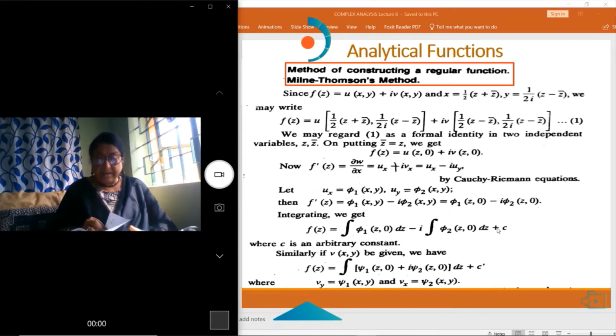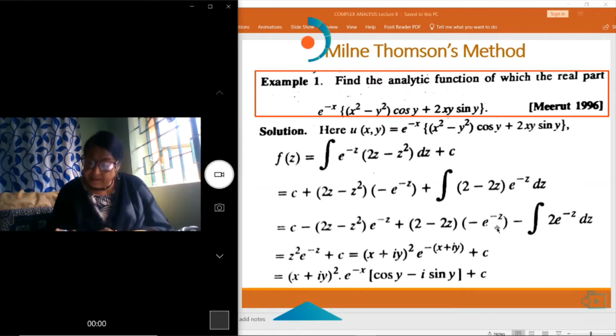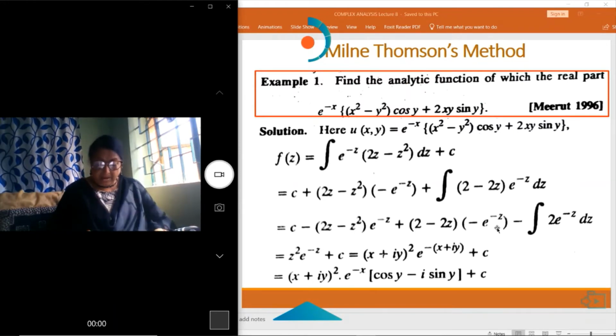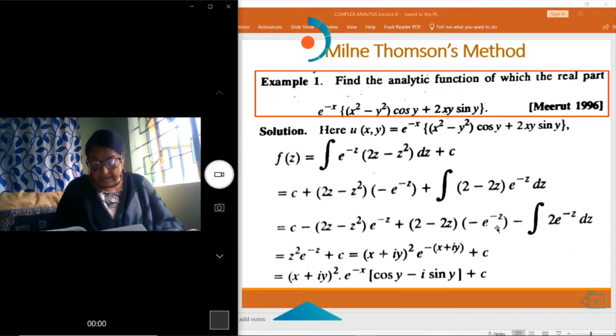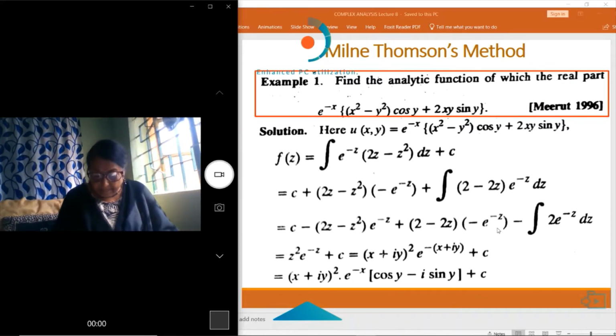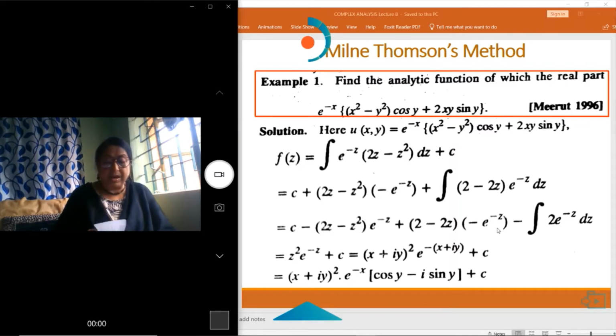Now, let us take an example of this method. Find the analytic function of which the real part is given on your screen. Here, u(x,y) = e^(−x)[(x² − y²)cos y + 2xy sin y].